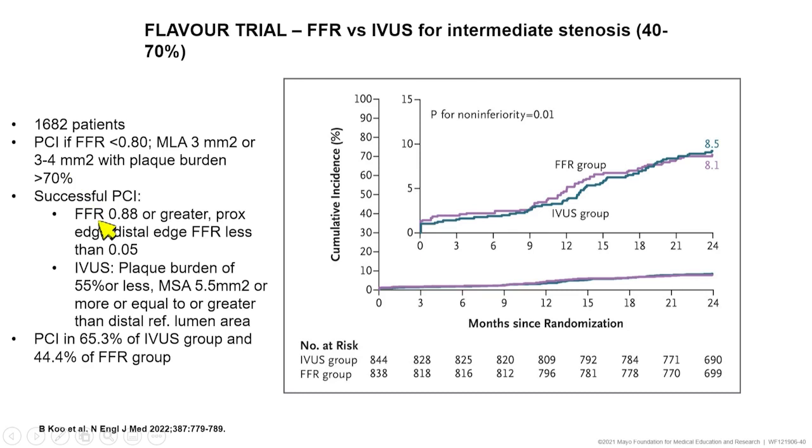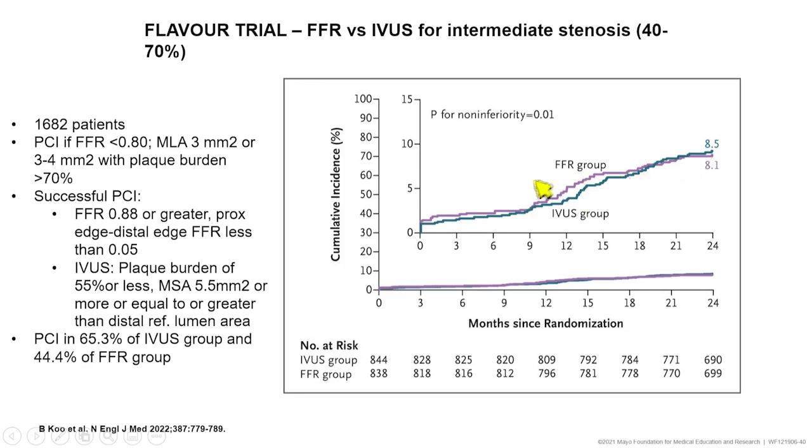A successful PCI here was defined as an FFR of 0.88 or greater, and a difference between the proximal edge and distal edge FFR of less than 0.05. The IVUS criteria were a little bit stringent, but basically they were looking at a plaque burden of 55% or less, MSA of 5.5 square millimeters, or equal to or greater than the reference lumen area. And really there was no difference in the primary composite endpoint followed out to 2 years.